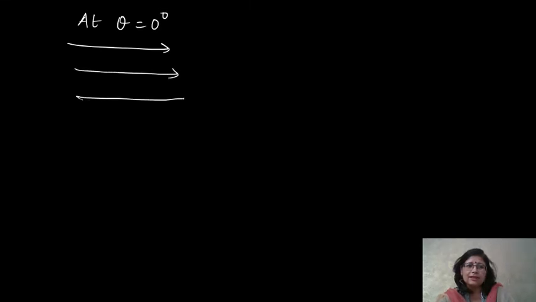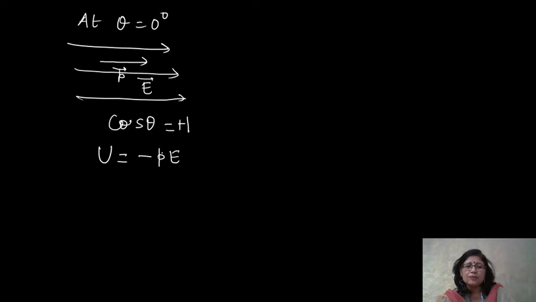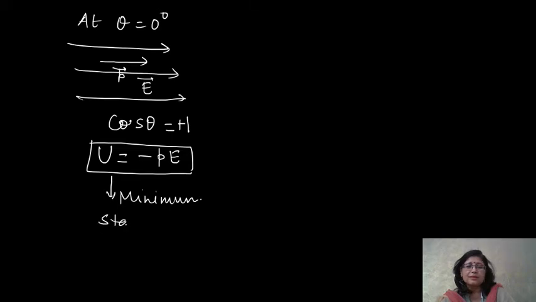At theta equals 0 degree, if you plot the electric field like this, then the dipole moment will be like this. At theta equals 0, cos theta will be equal to 1, and the potential energy is minus PE, only minus PE. Since it is the minimum value of potential energy, it is the position of stable equilibrium.